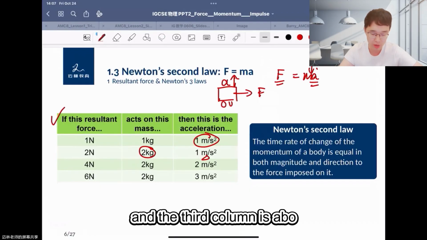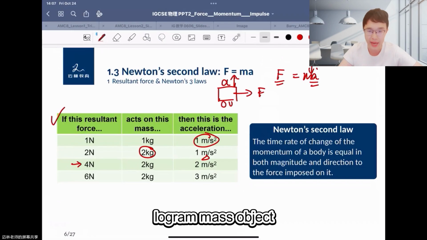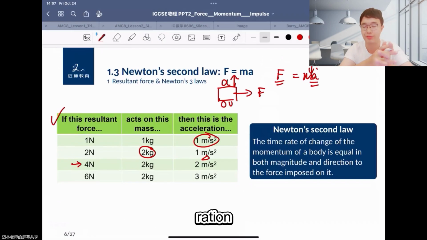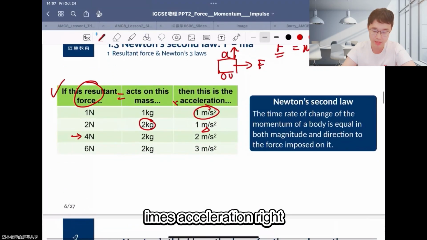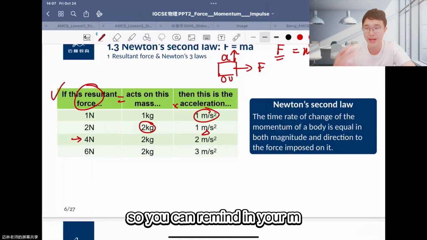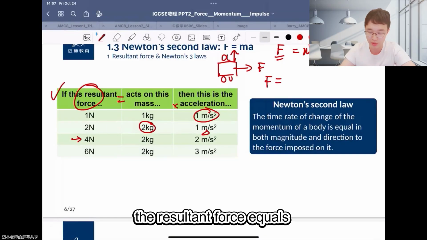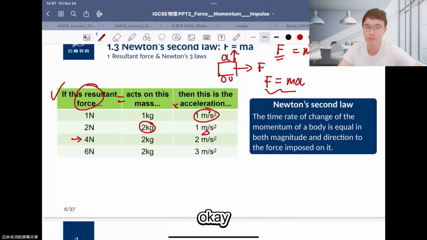And the third column is about 4 Newton force. When you apply it to a 2 kilogram mass object, you can find the acceleration here is 2 meter per second square. Okay. And the last column, 6, 2, 3, right? You can find the force always equals the mass times acceleration, right? So this is Newton's second law. So you can remind yourself that the resultant force equals mass times acceleration in this way. Okay? So this is Newton's second law.